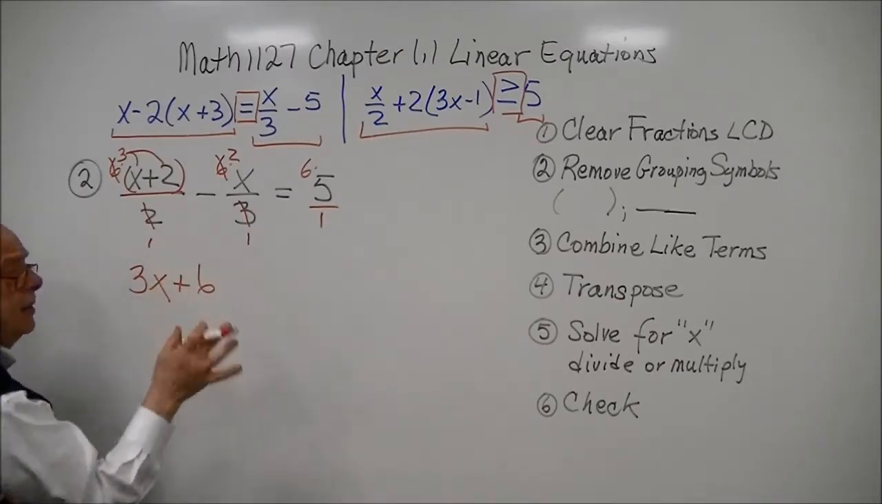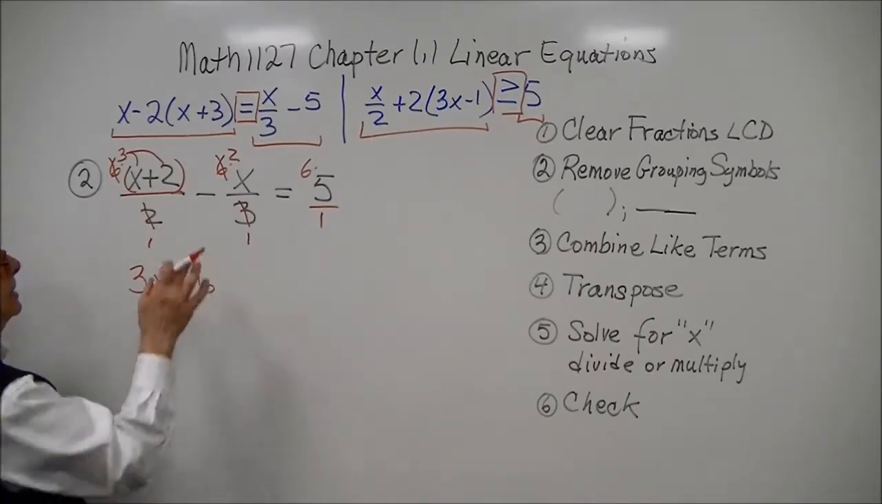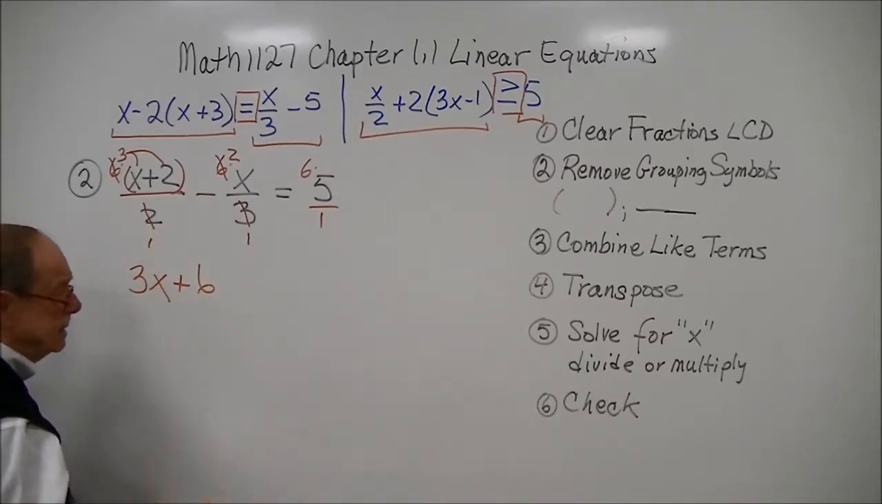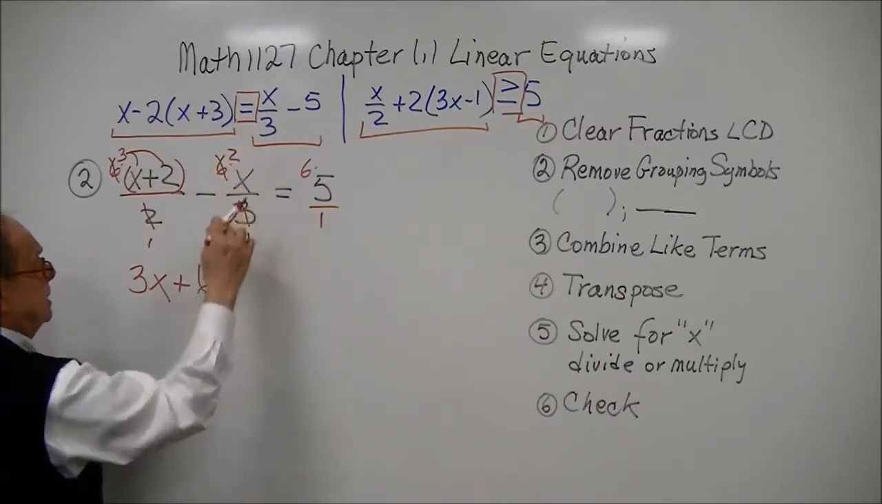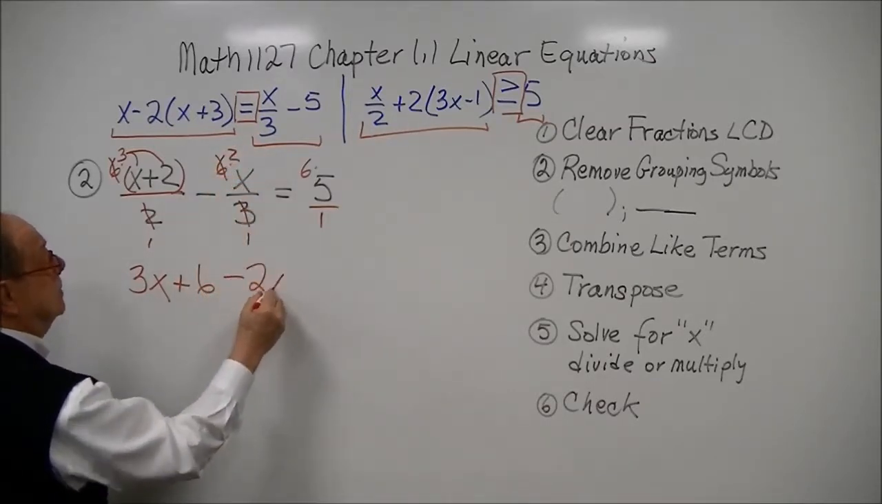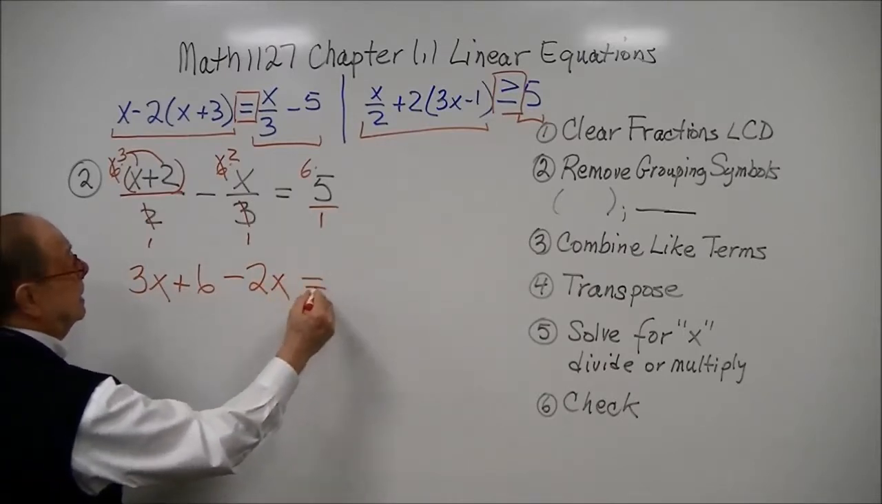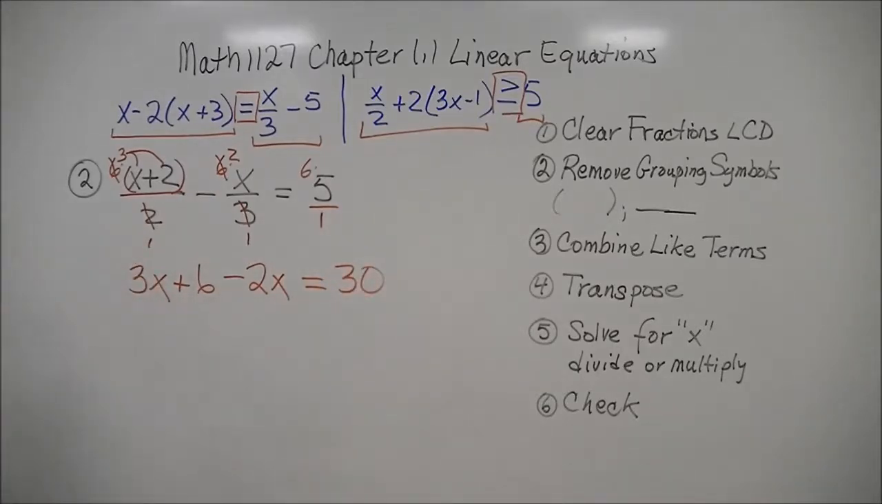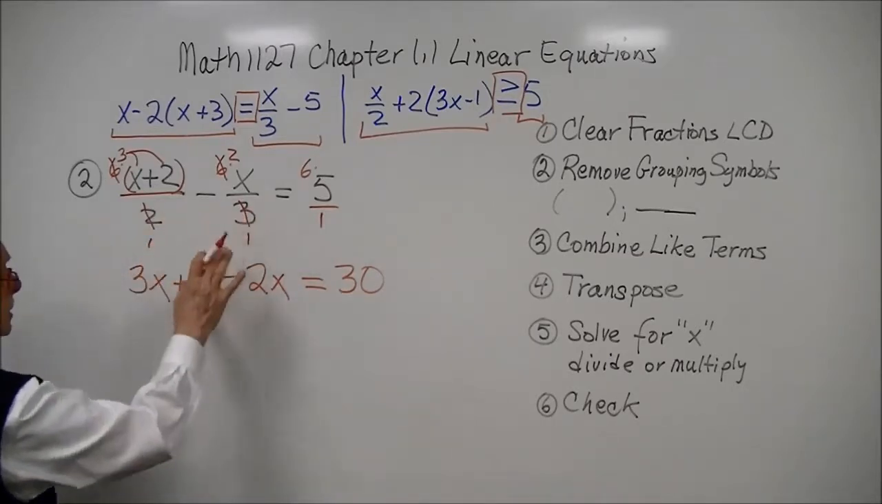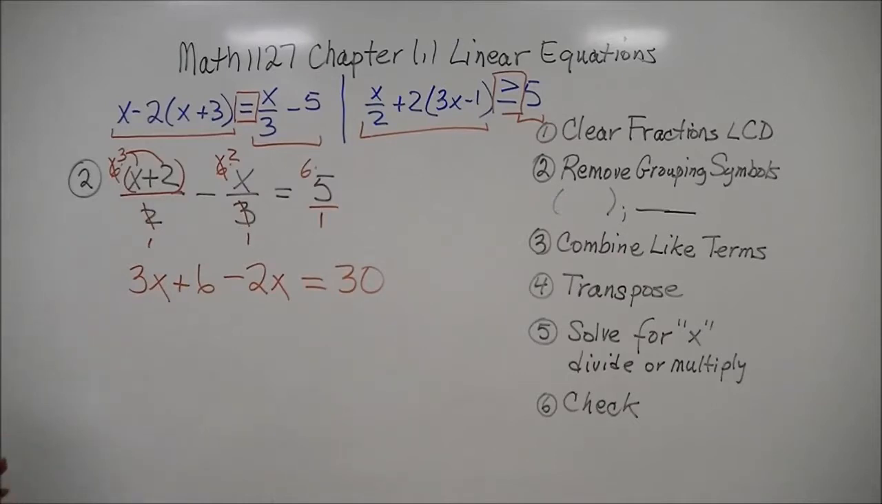Now here, again, you have to be very careful about signs, and that's why neatness is important. There's a negative 2 times x, which gives us a negative 2x. And then 6 times 5 is 30. Now another step that never hurts is to go back and check your work. I think we're good here, but you may want to check your signs, or whatever area you're weak in, you may need to spend a little time on that.